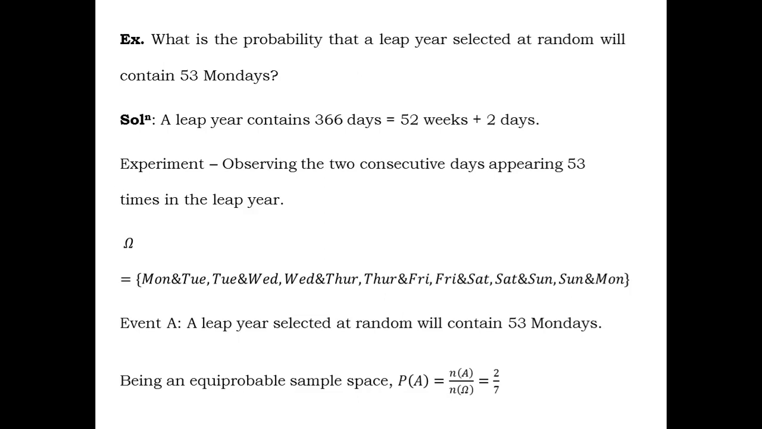If the first January is on Monday, then Monday and Tuesday will appear 53 times and the remaining days will appear 52 times. If the first January is on Tuesday, then Tuesday and Wednesday appear 53 times, and the remaining days on 52 occasions. So these are the different combinations. And the event A: a leap year selected at random will contain 53 Sundays. Being an equiprobable sample space, probability of A equals N of A upon N of omega, and that is 2 by 7.